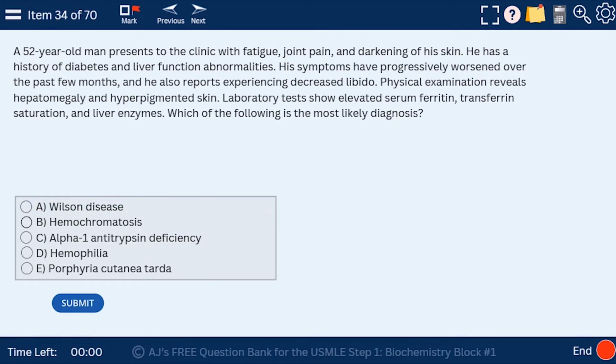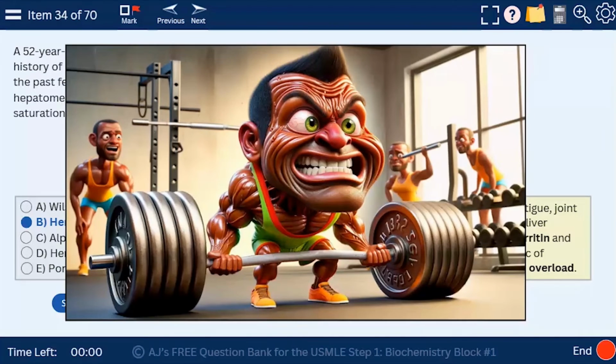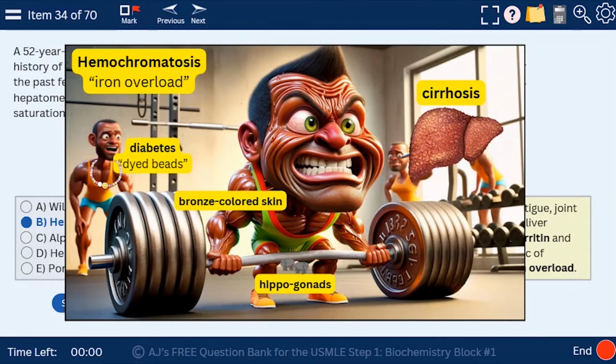Question 34. Darkening of skin, decreased libido, hepatomegaly. This is hemochromatosis. Hemochromatosis causes bronze skin, hypogonadism, and cirrhosis due to iron overload. Hence, the iron overload, which we see over here. We see the bronze-colored skin, the hypogonadism, and cirrhosis.